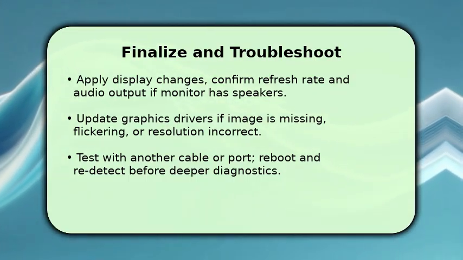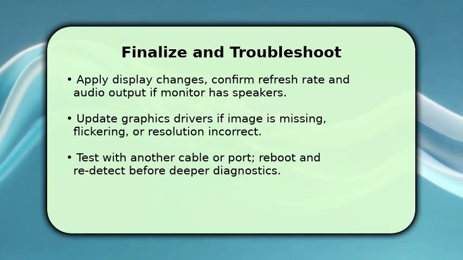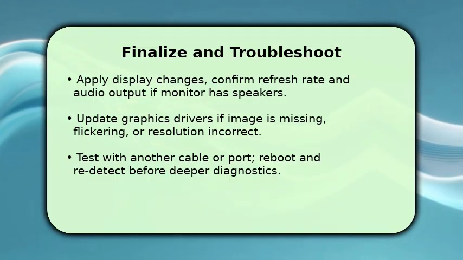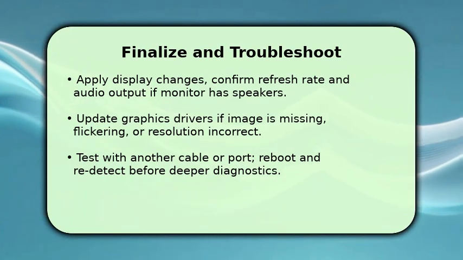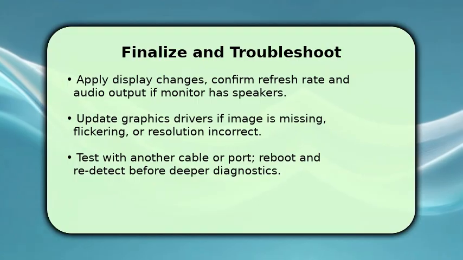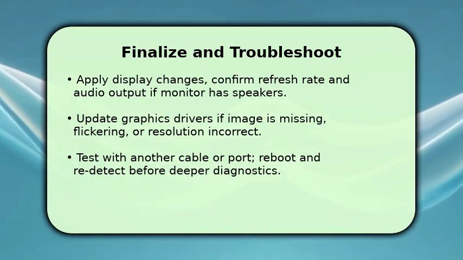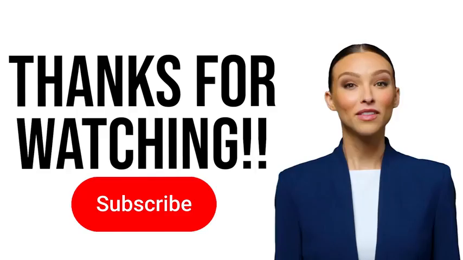If the picture is absent, distorted, or wrong resolution, make sure graphics drivers are current. Driver updates often fix detection and scaling problems. If issues persist, swap the cable or try a different port to isolate hardware faults, and then reboot and redetect the display. As a last quick tip, try the Windows key plus P to cycle display modes rapidly while troubleshooting.